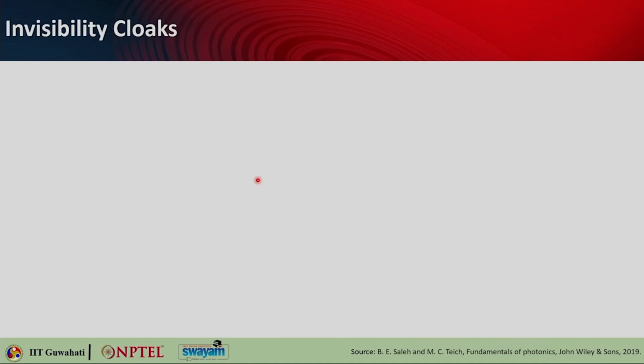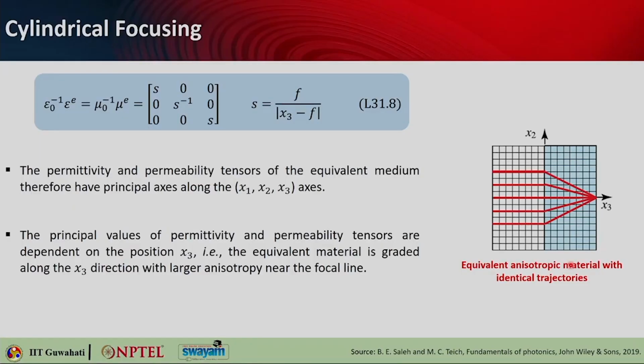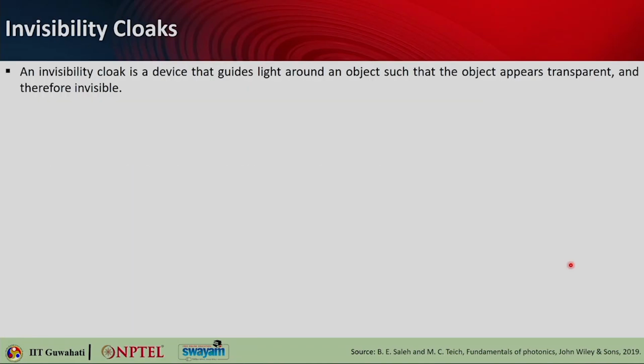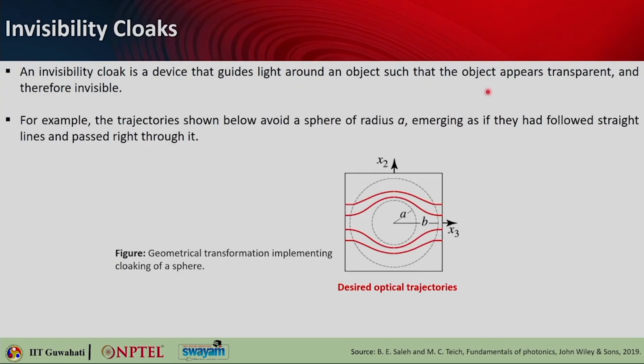So, you can understand that creating such material could be challenging, but this particular tool of transformation optics can allow you to think of this kind of materials which can do all these unusual optical transformations. With that, let us move on to the next topic, that is invisibility cloaks, which is basically an application of this transformation optics. So, an invisibility cloak is a device that can guide light around an object such that the object appears transparent and therefore it is invisible.